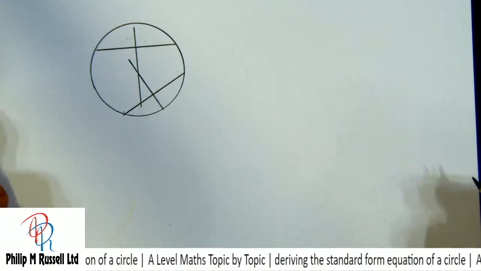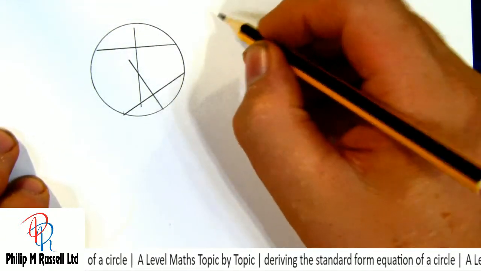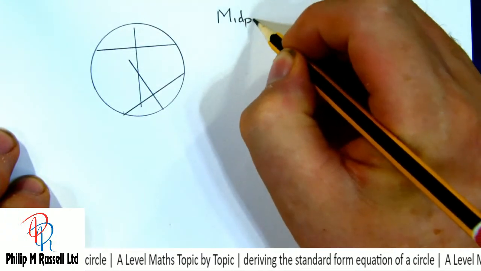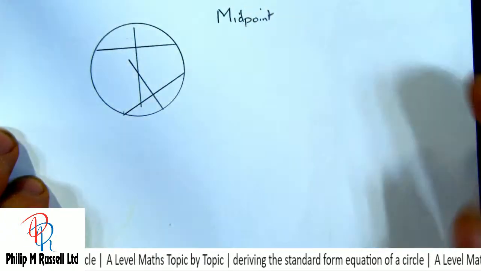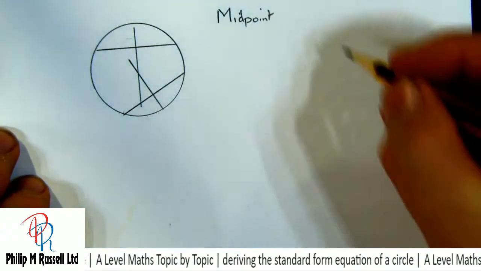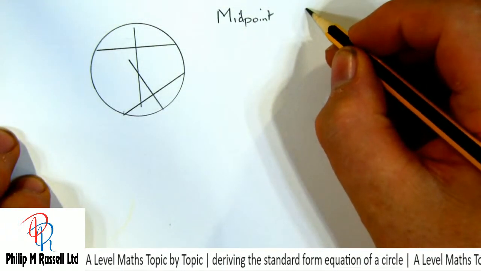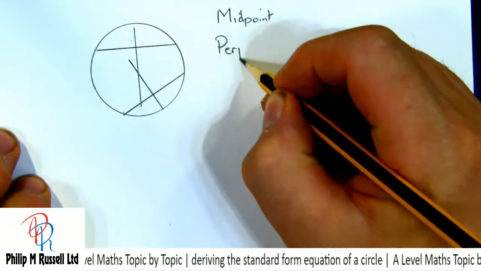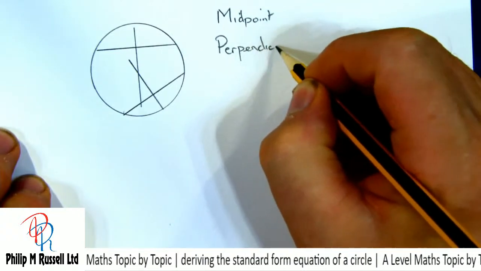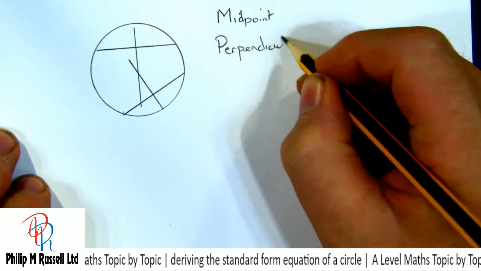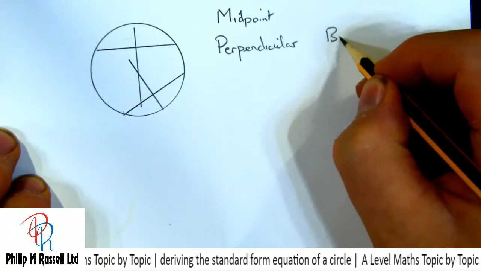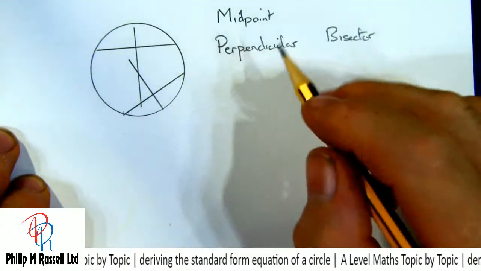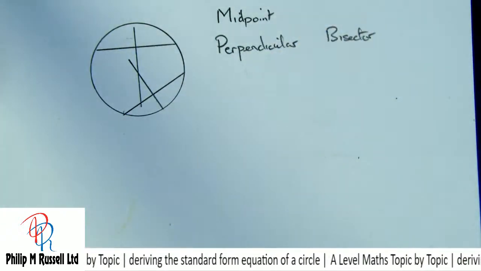So something that's really important to be able to find here is, can we find a midpoint? And can we then work out the next one, which is a perpendicular bisector. How do we find the midpoint of a line?